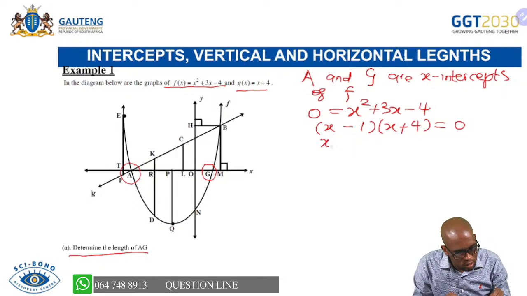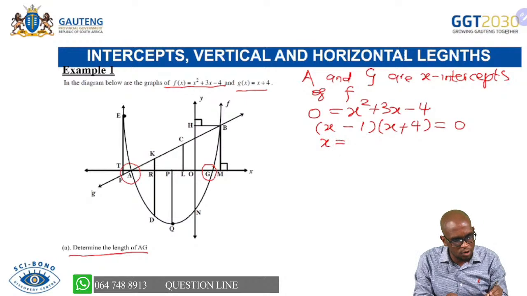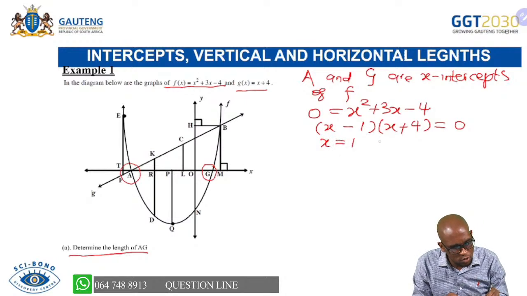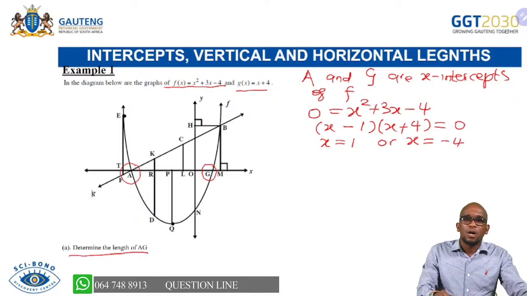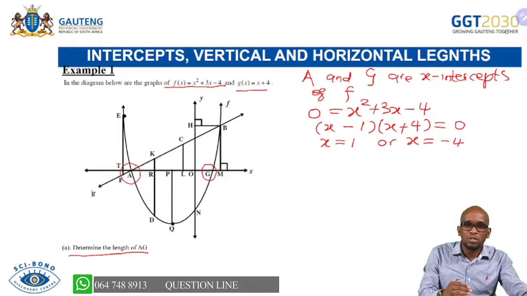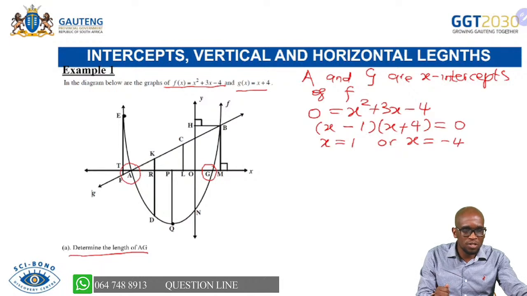Using the zero factor law, we get that x is equal to 1 or x is equal to minus 4. Now that we've worked out the two values, we need to then associate them with our letters A and G.